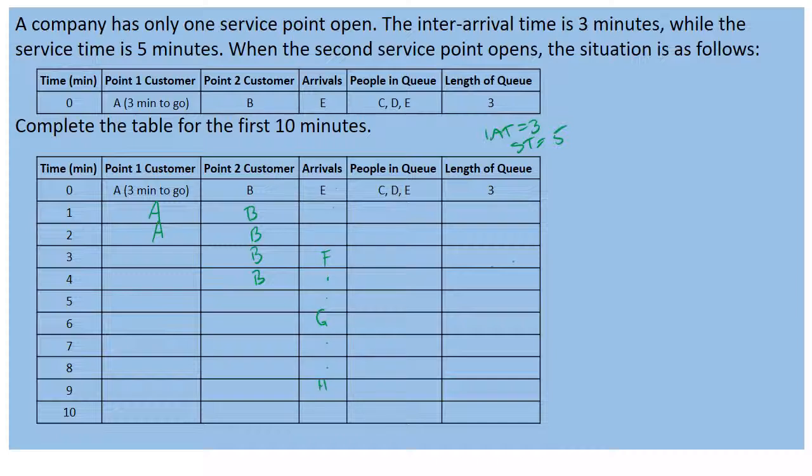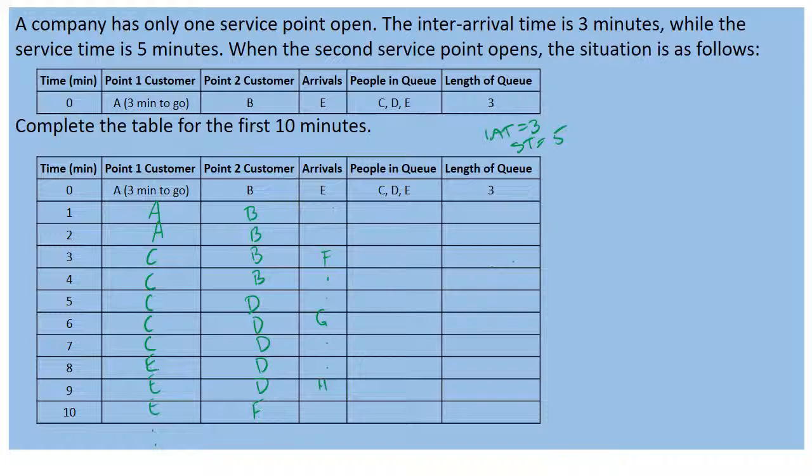Let's now go through the rest of the table. We can now work on customer C being serviced: 1, 2, 3, 4, 5. Customer D would be 1, 2, 3, 4, 5 there. Customer E, 1, 2, 3, 4, 5. And then customer F would start to be served at 10 minutes to go.